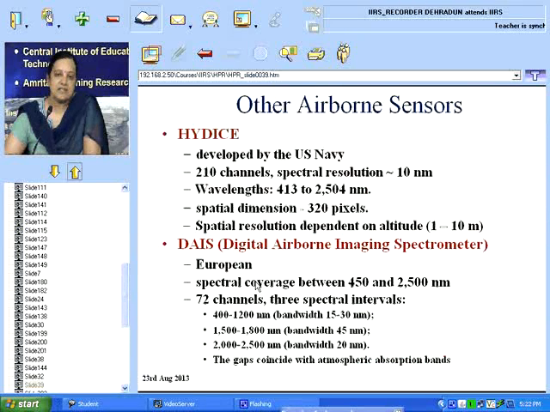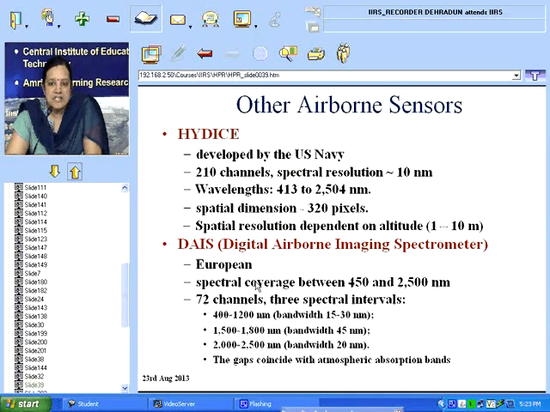The other sensors are HYDICE, developed by the US Navy, with 210 channels, spectral resolution of 10 nanometers, operating from around 0.4 to 2.5 micrometers, and the spatial dimension was 320 pixels, and the resolution was varying from 1 to 10 meters, again with the flying height.